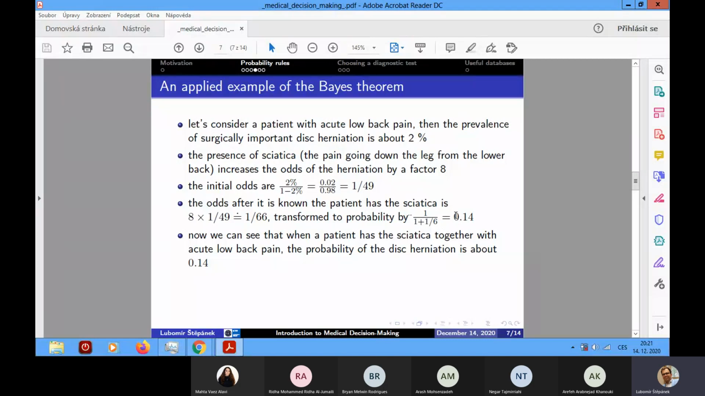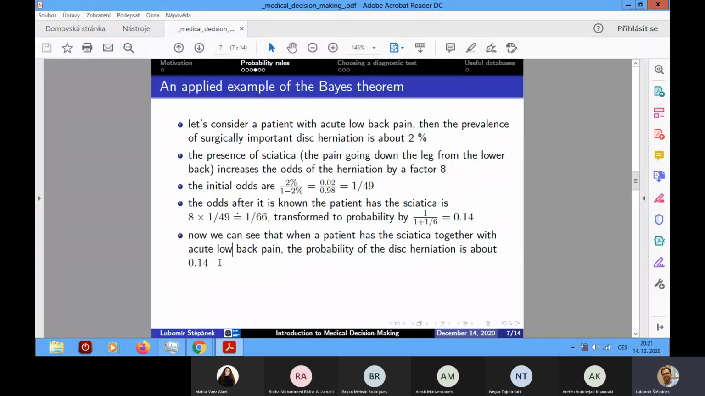The probability is now 7 times larger, and it's about 0.14. So that's the way it could be applied. We can see that the patient has to get the sciatica together with the alveolar device, so this is about 0.14. As I told you, it's still not so high a number, but definitely many times higher than at the very beginning.